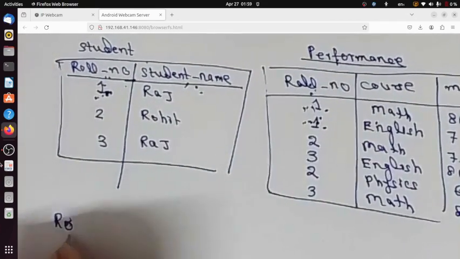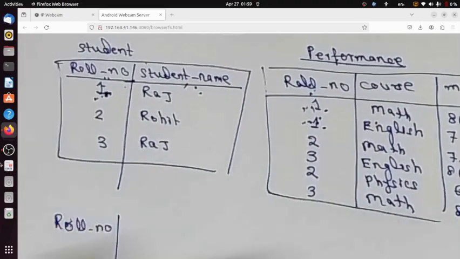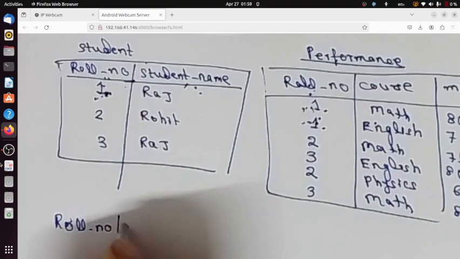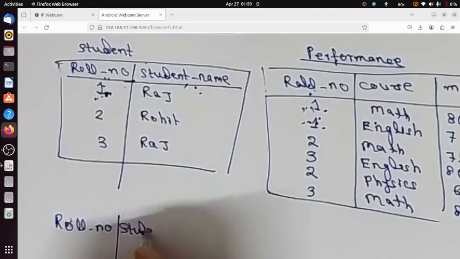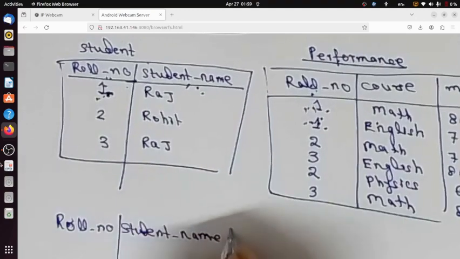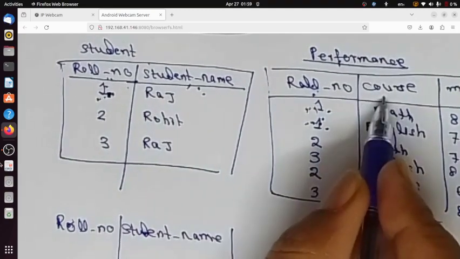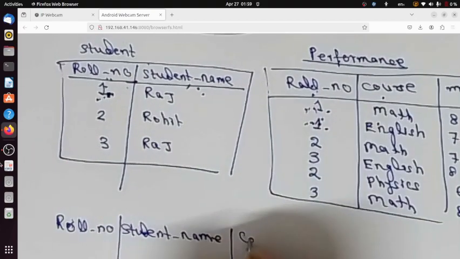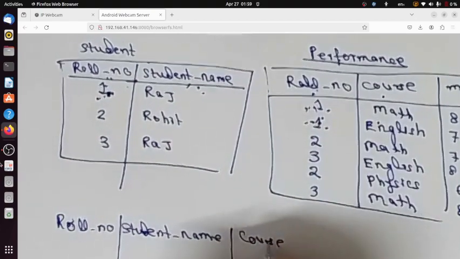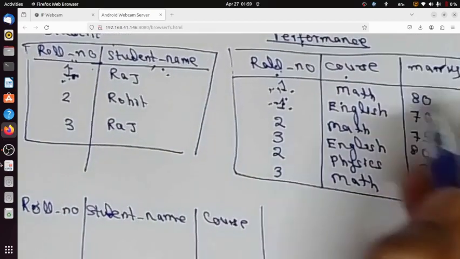So roll number is one of the columns, and another column is student name, then course is taken from the performance table, the course column, and the next column is marks.